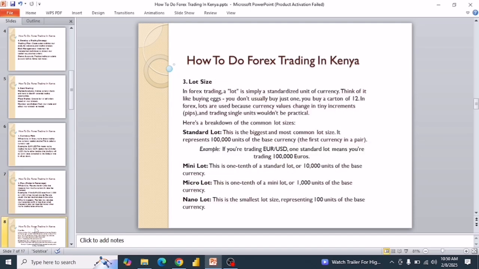Now, let's go into lot size. In forex trading, a lot is simply a standardized unit of currency. Think of it like buying eggs. You don't usually buy just one. You buy in cartons of 12, or a dozen. In forex, lots are used because currency values change in tiny increments. So they are so tiny.